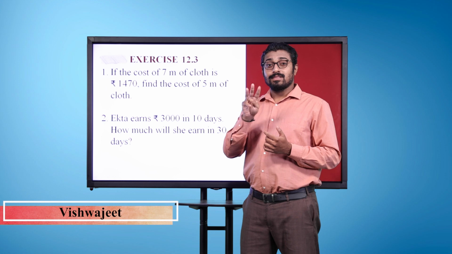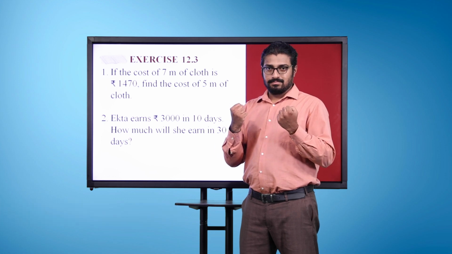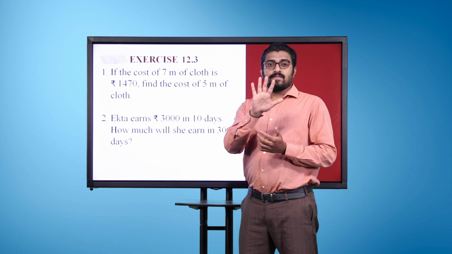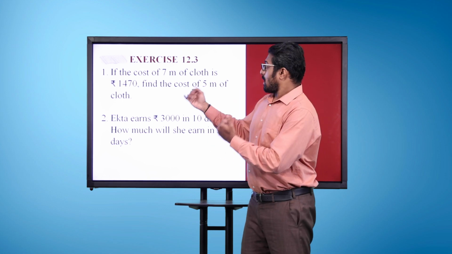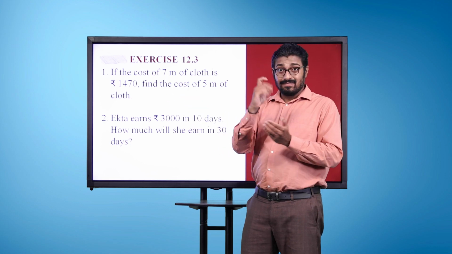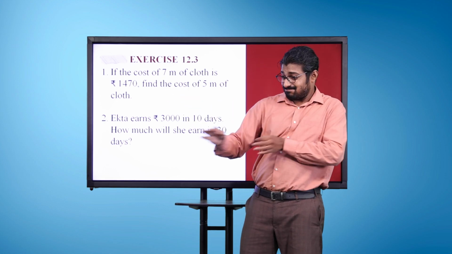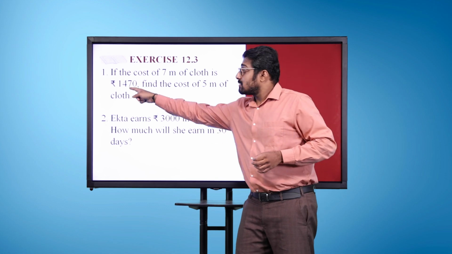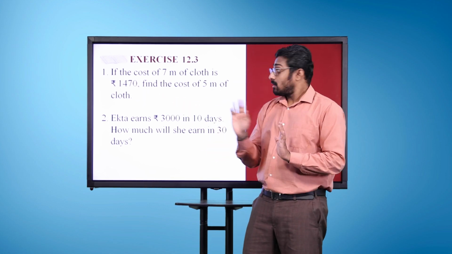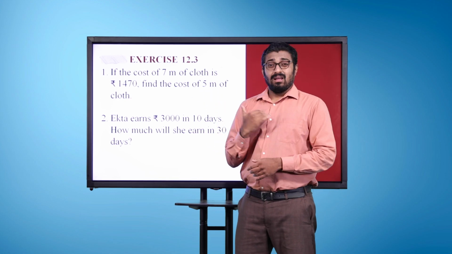Exercise 12.3. Page 259. If the cost of 7 meters of cloth is 1,470 rupees, find the cost of 5 meters of cloth.